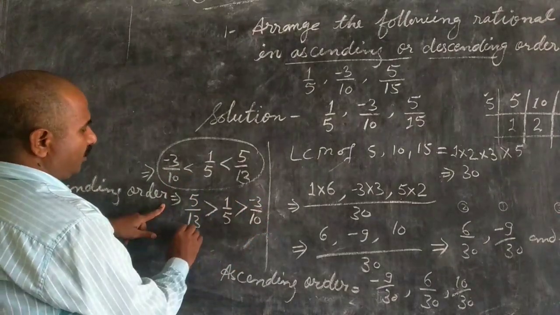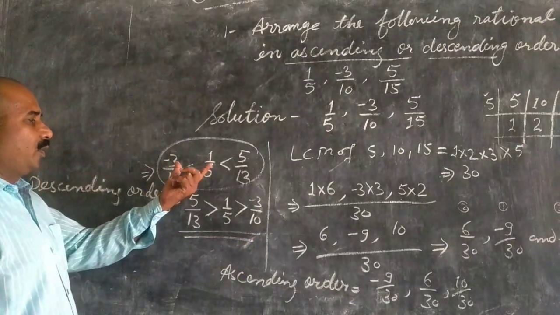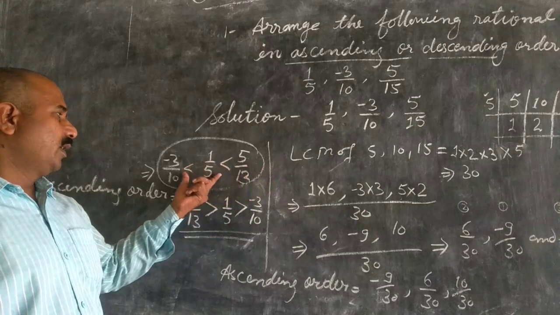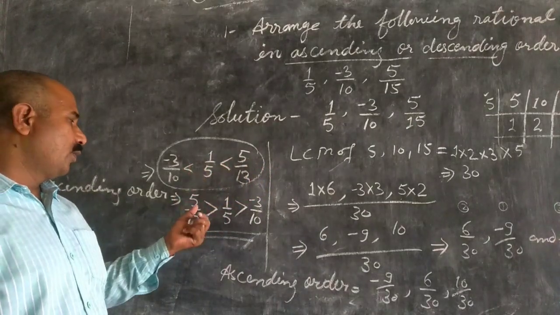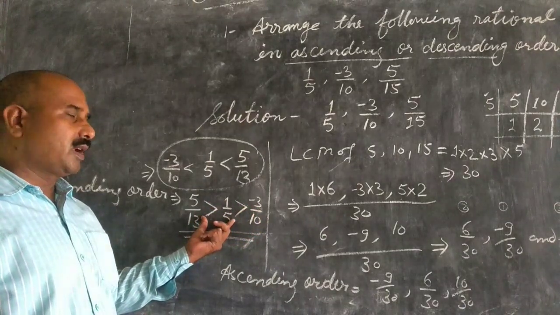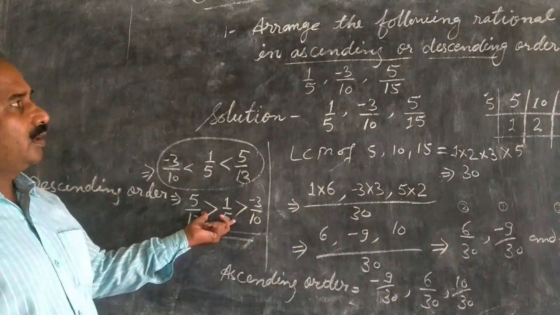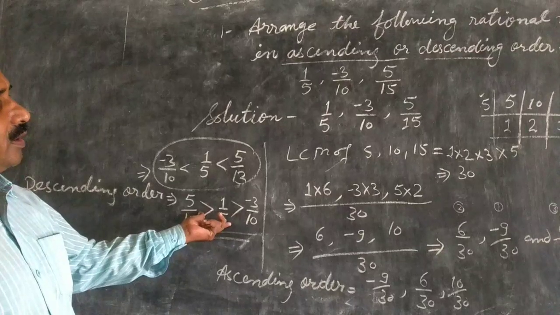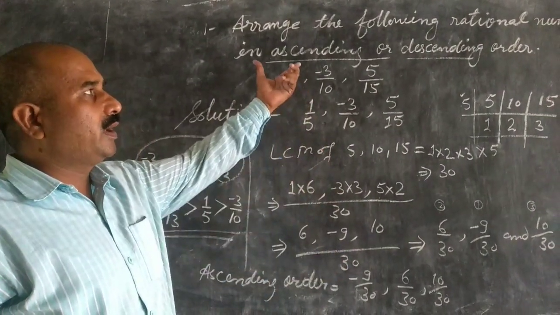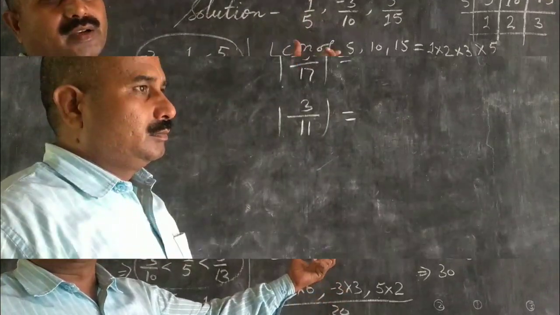So in this way, if you go smaller to larger, you write ascending order. If you go largest to smaller, you show the descending order. So in this way you have to solve the given questions by this method, if you are going to arrange any rational numbers in ascending or descending order.